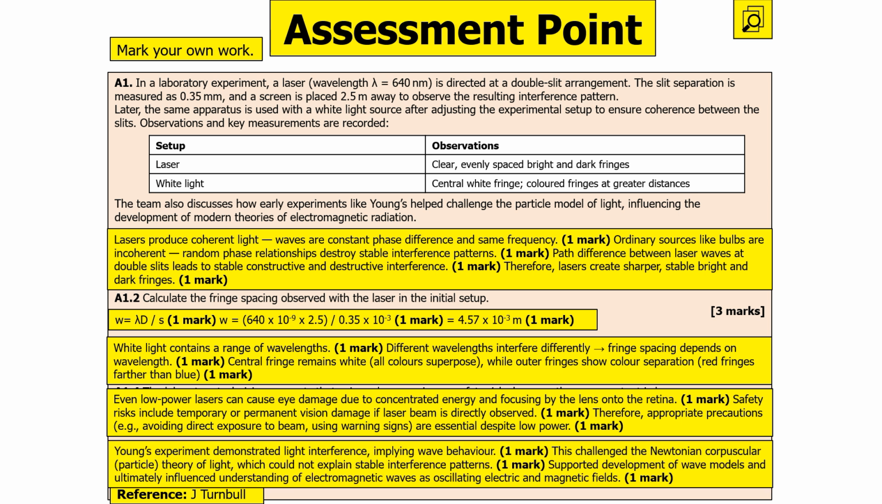Now, Young's experiment demonstrated light interference, implying wave behaviour. This challenged the Newton corpuscular or particle theory of light, which couldn't explain stable interference patterns. So this supported development of wave models and ultimately influenced the understanding of electromagnetic waves as oscillating electrical and magnetic fields.